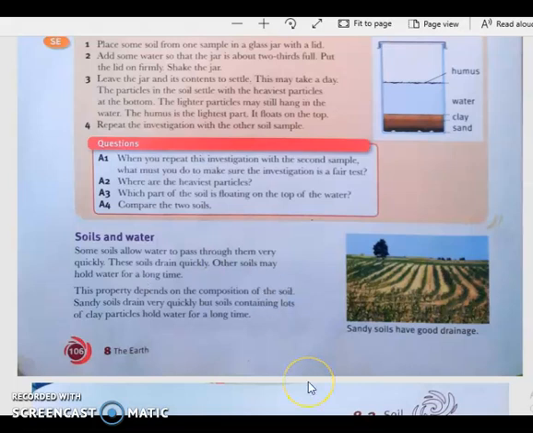Sandy soil has a lot of air spaces, so what happens is they will drain very quickly. But in the case of clay, its air spaces are very few. For that reason, it may hold water for a long time. So this is an example of the sand soil which is having a good drainage.